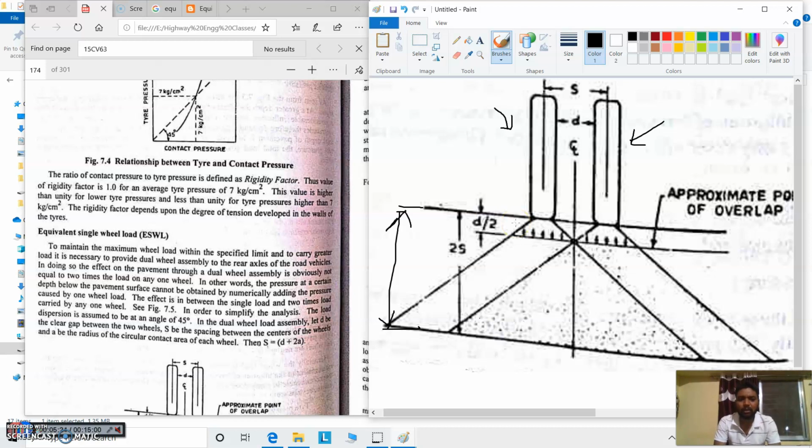In this particular dual wheel load assembly, D is considered to be a clear gap between two wheels, as you can see in the picture. And similarly, there is an S, which is considered to be the spacing between the centers of the two wheels. The spacing between centers of the two wheels is S, and D is the clear distance between two wheels.